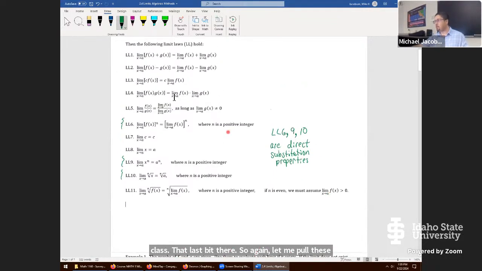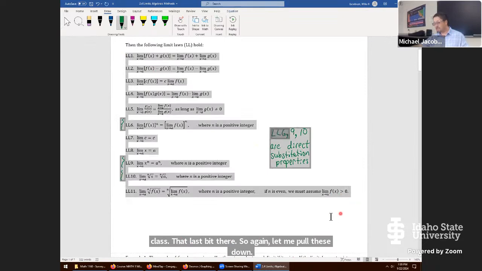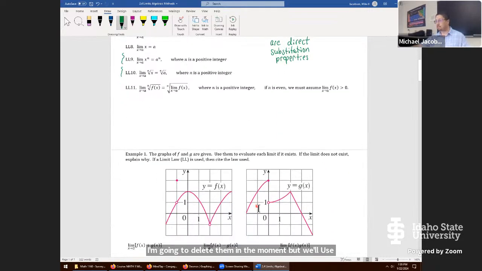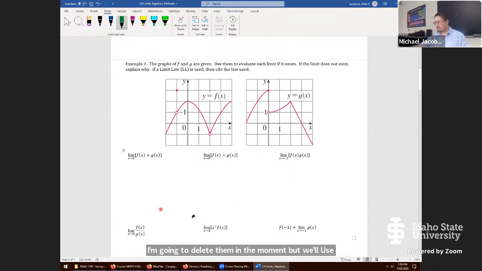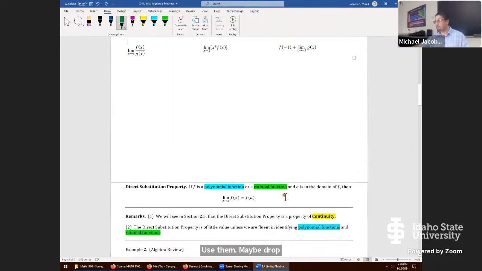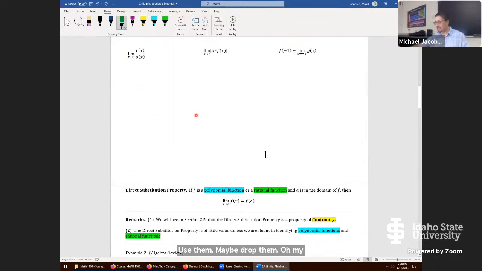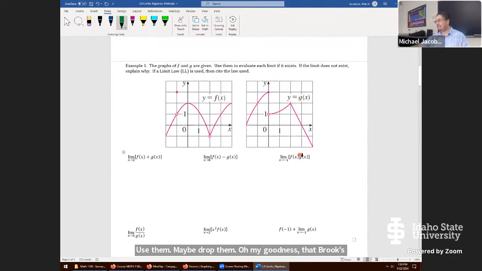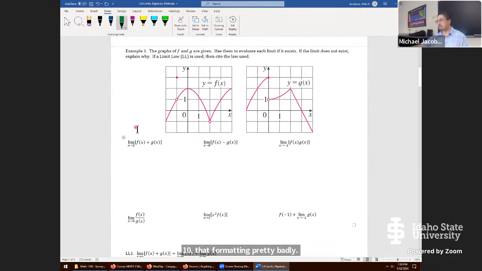I'm going to delete them in a moment, but we'll use these to paste in the limit laws when we use them. Maybe drop them. Oh my goodness, that broke the formatting pretty badly. Let's drop them there. And now we can get started.